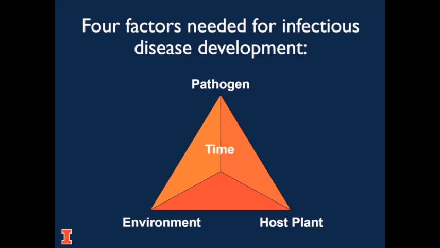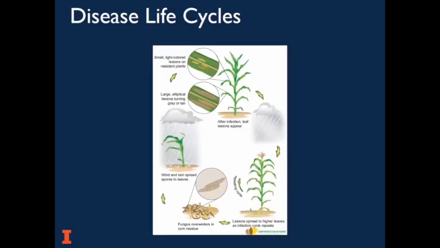Disease management practices remove one or more of the factors to reduce or eliminate the plant diseases. For example, planting disease-resistant varieties and hybrids removes the susceptible host plant, thus reducing the potential for disease development. Likewise, rotating crops and managing crop residues limits the potential for the disease by reducing pathogen populations.